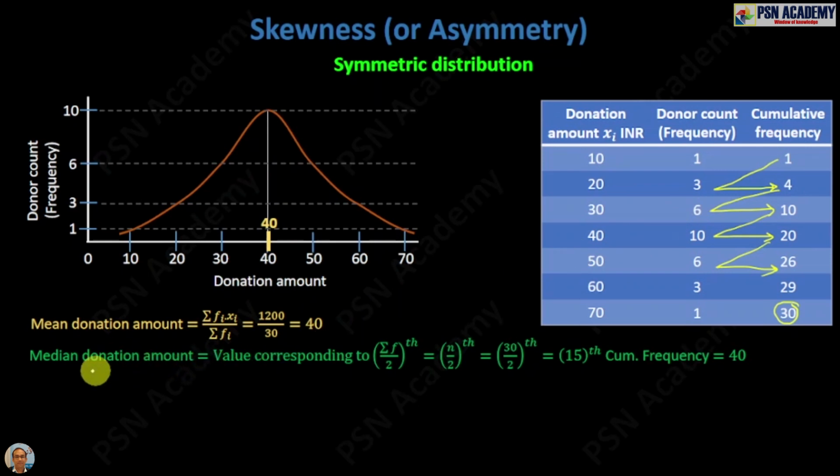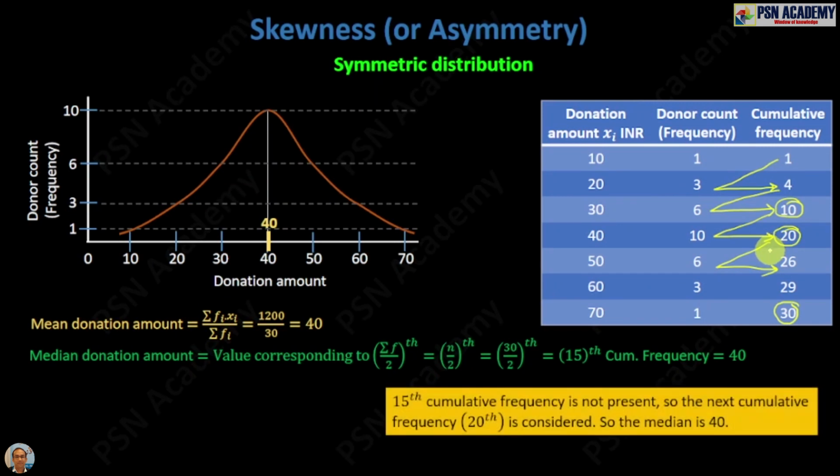So, the median donation amount is the value corresponding to the summation of f by 2th cumulative frequency. Now, this we have learned before when we were learning median. If you missed the video, then you can check the description. I have given the link. Now, this summation of f will give you actually n. So, n by 2th cumulative frequency, that is 30 by 2, that is 15th cumulative frequency, and it will give you 40. Why? Because you see, this 15th cumulative frequency is not there. That is, from 10, it is going straight to 20, right?